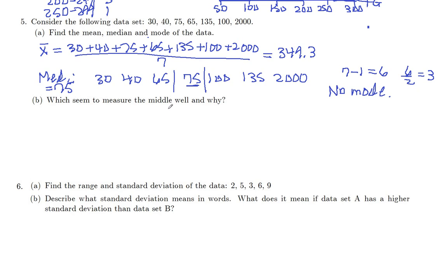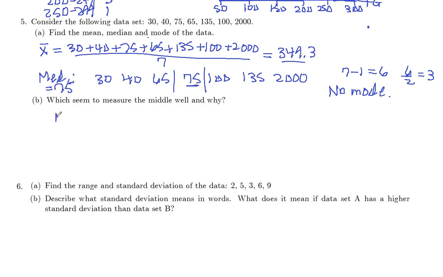Which seem to measure the middle well and why? We'll notice that the mean, 349, is really far from the median, 75. And the reason there's such a big difference is because we've got this outlier, 2000. All of these other values are less than 135. And then you've got this one big value, 2000. So the outlier is pulling the average up. But remember, the median is not affected by outliers.